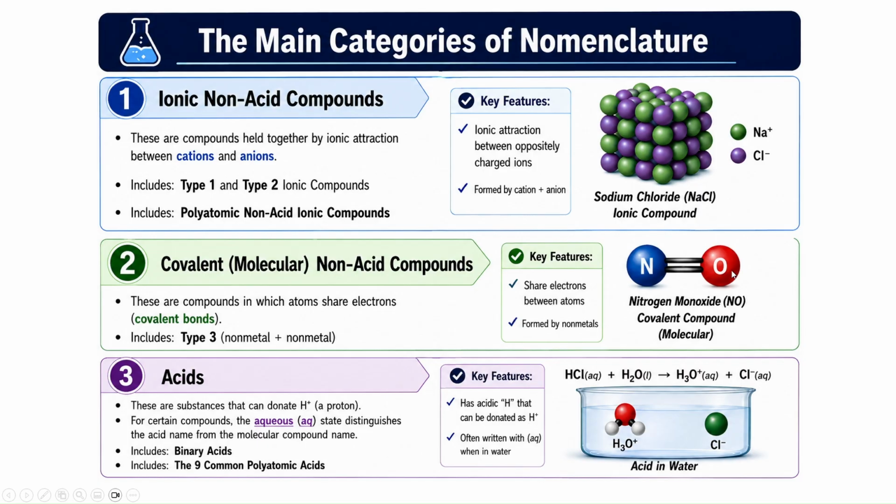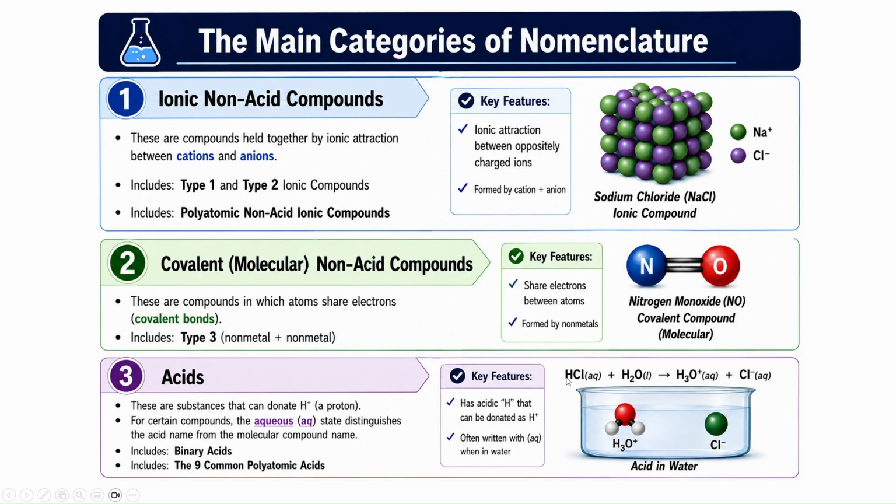Our third category includes the acids. And acids are basically substances that donate protons, or we can also say hydrogen ions, to another substance. In the lecture videos that I will be presenting, we will be working with binary acids along with the 9 common polyatomic acids, which, by the way, have their own naming rules.